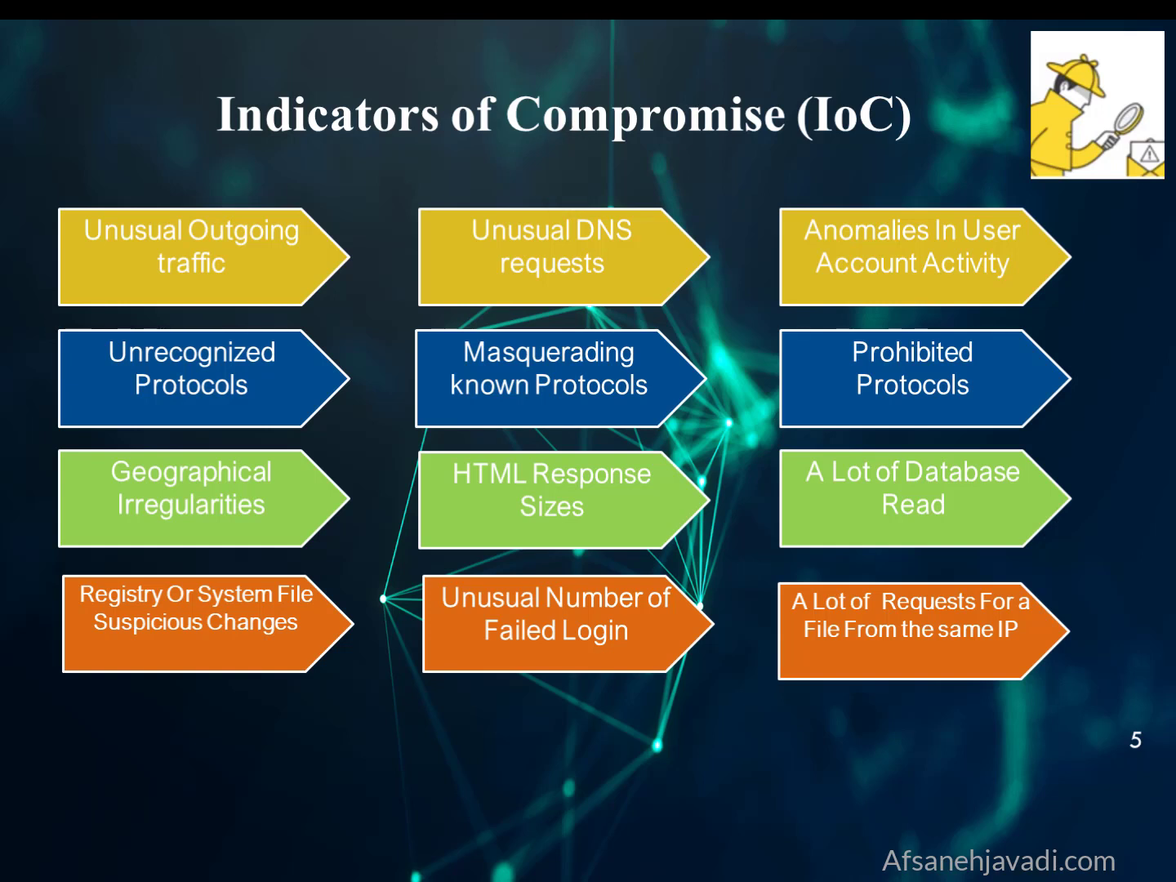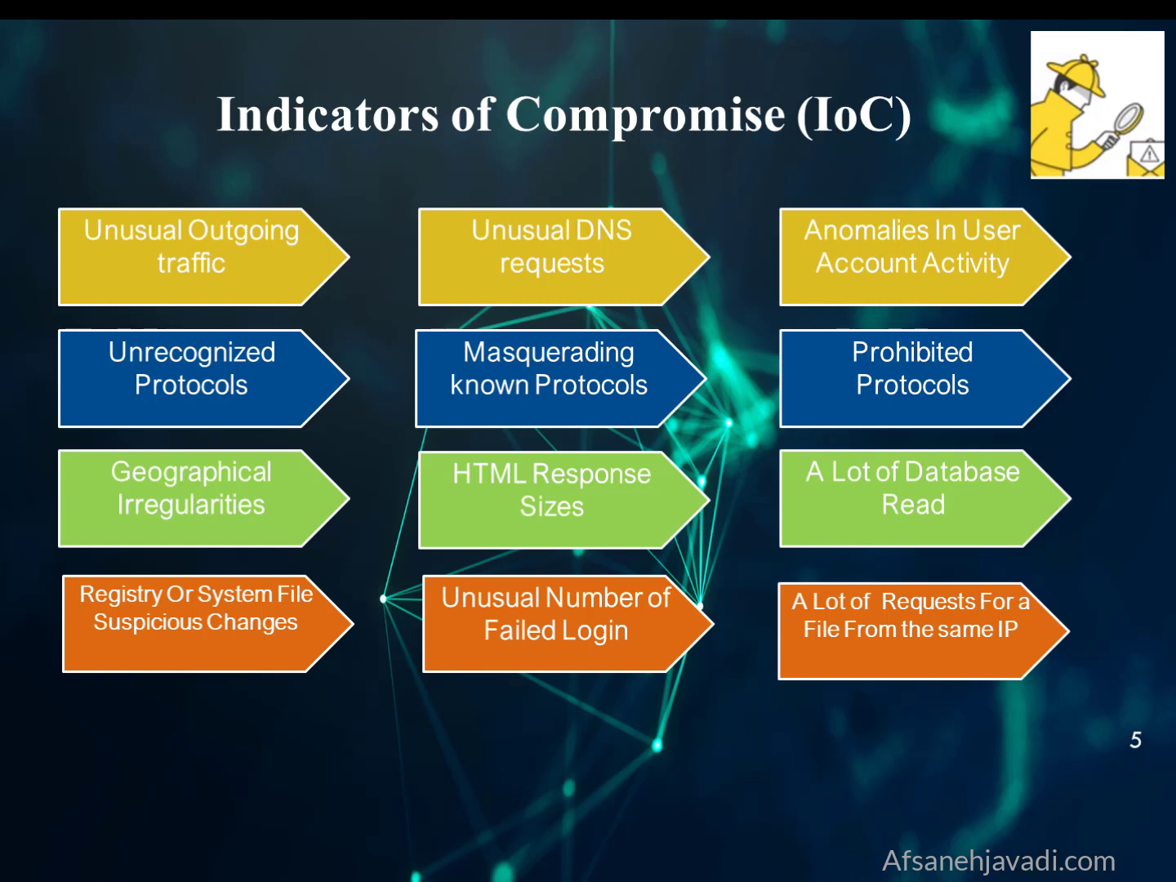The third indicator that we talk about is anomalies in user account activity. Sometimes you can see changes in the behavior of a privileged user account, and it can be a sign that the account is compromised. So watch for changes such as time of activity, systems accessed, and type or volume of information accessed, which can provide an indication of a breach.